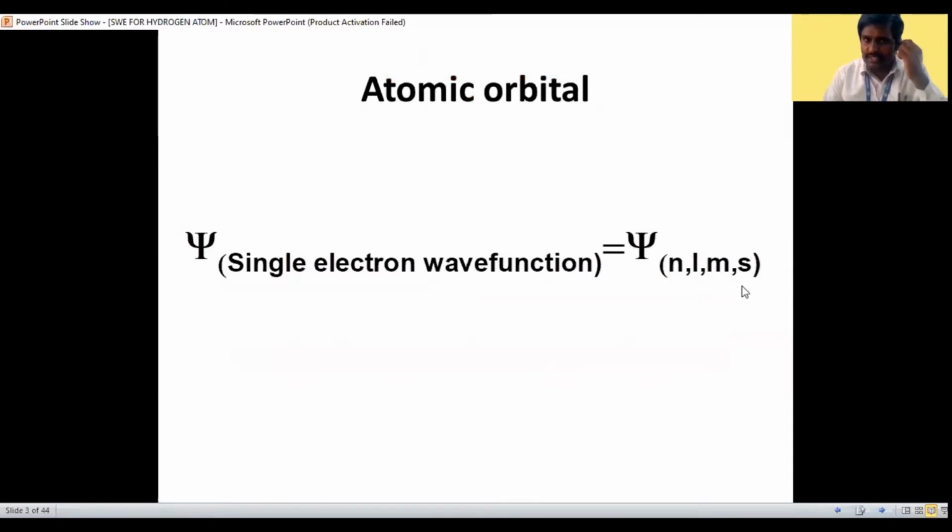Psi of single electron wave function equals psi of n, l, m, s. These are the solutions for our Schrodinger wave equation for those quantum numbers. n is the principal quantum number, l azimuthal quantum number, m magnetic quantum number, s spin quantum number.